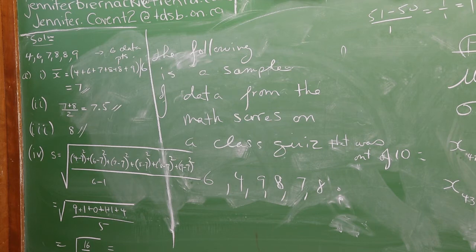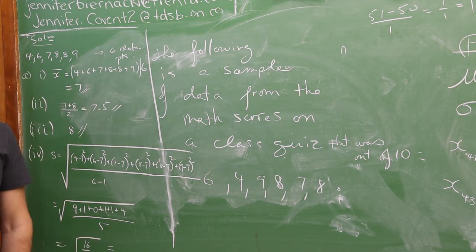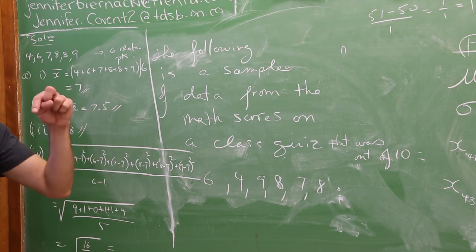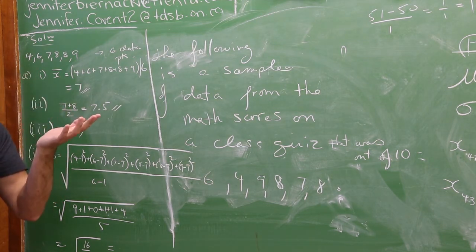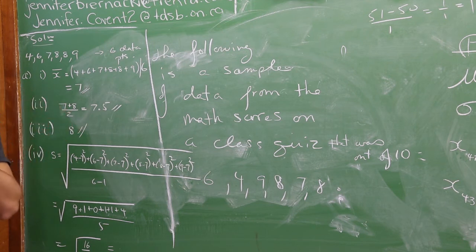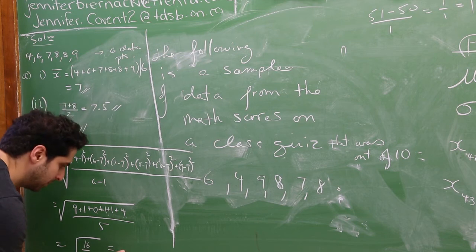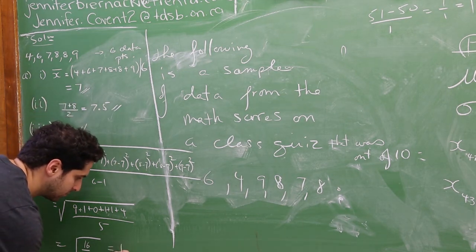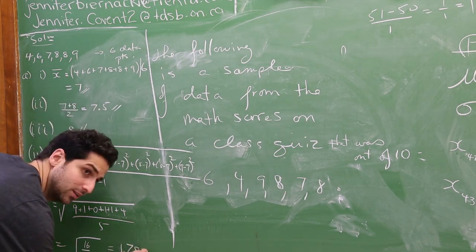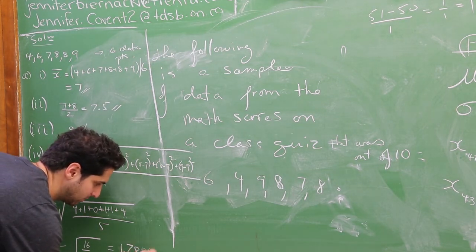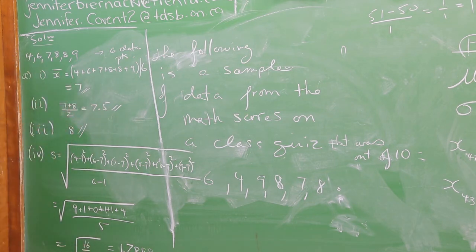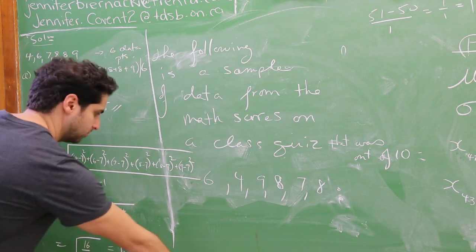It's 1.78. I'm going to take more decimals, you know why? Because then I'm going to ask for the variance, and to get the variance, what do I have to do? Square it, right? So give me like 4 decimals. What does it come out to be? 1.7888. Is it repeating? No, not repeating. 1.7888.